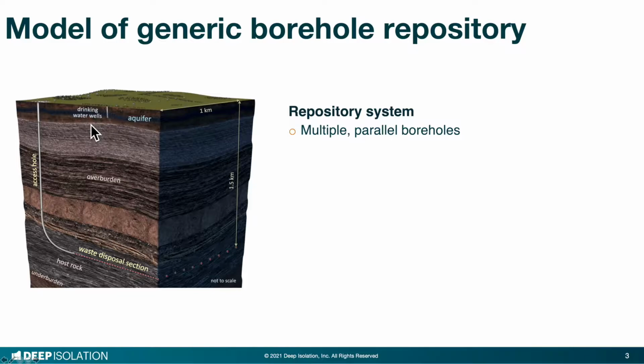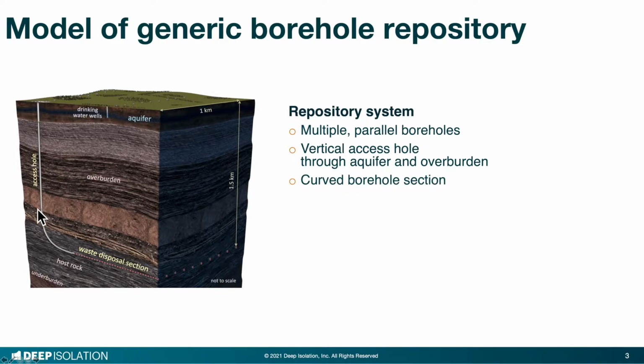We are looking at a repository that consists of multiple boreholes that are drilled parallel to each other. Starting at the land surface, the vertical section of the access hole penetrates the aquifer and what we refer to as the overburden, which is the formation above the host rock. At an appropriate kickoff point, the borehole starts to gently curve until it becomes horizontal at a targeted repository depth within a suitable host rock. For the current analysis, the host rock is a tight shale or claystone.